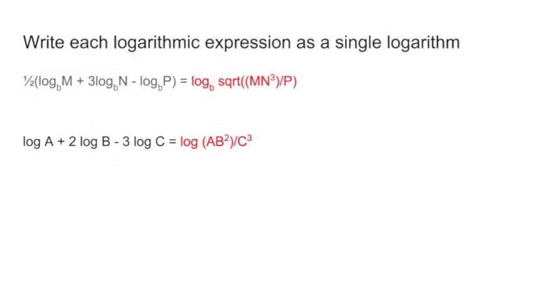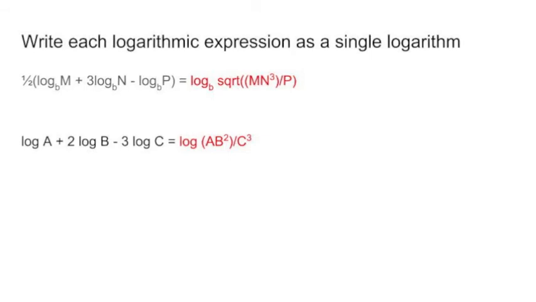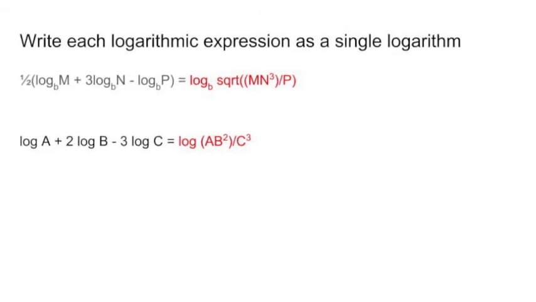Okay, so now we're going to write each logarithmic expression as a single logarithm. We're not going to evaluate them, but we're still going to write each down as a single logarithm. In this first one, we have 1/2 times the quantity log base b of m plus 3 log base b of n minus log base b of p. What that means is that the 1/2 goes to all three of those terms.